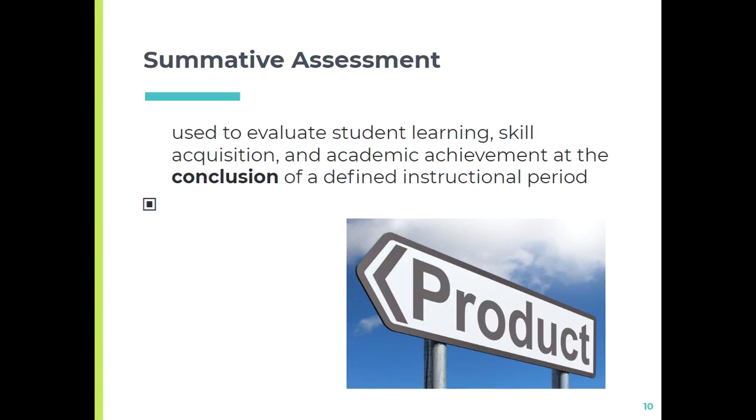Summative assessment comes at the end of a defined instructional period and is used to evaluate student learning, skill acquisition, and academic achievement. Again, this comes at the conclusion of a unit or lesson.